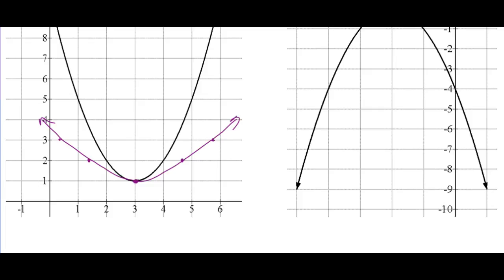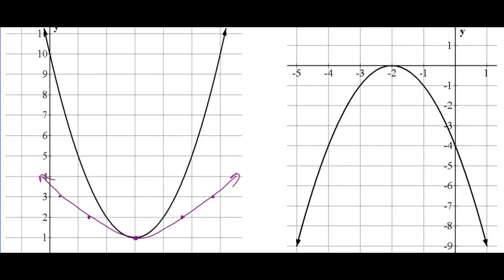Next one's tricky. Do it on your own. You've got 25 seconds. Go. That's 24 seconds too many.